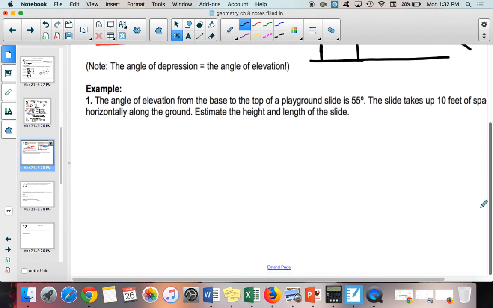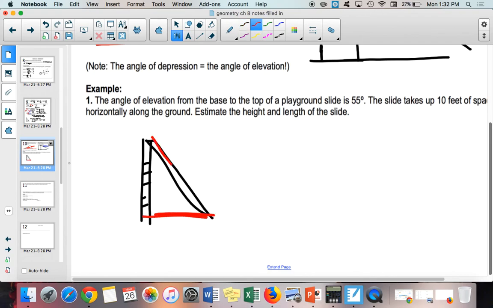All right, so it says the angle of elevation from the base to the top of a playground slide is 55 degrees. So we have our slide, and our angle of elevation is 55 degrees. The slide takes up 10 feet of space horizontally along the ground. So this is 10 feet here. Estimate the height and the length of the slide. Now I'm using H and L, but don't be confused. Don't think H is hypotenuse, right? So height and length.